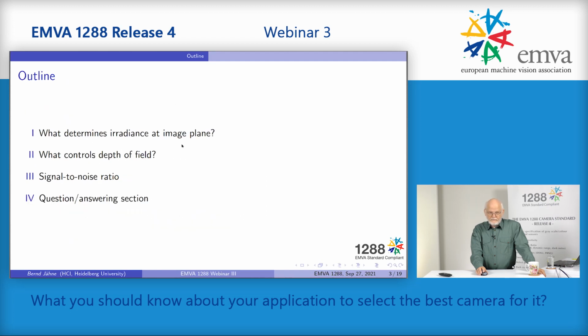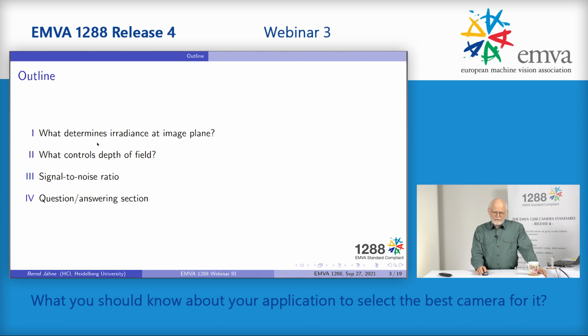And if I give you a brief outline of the following, we will first discuss what determines the irradiance at the image plane. Then we will think about what controls the depth of field, because as I said, for many applications, it's important that you can capture a certain range of depths with sharp images. Then we relate the whole thing to the signal-to-noise ratio, and then we come, as usual, to a question-answering section at the end.